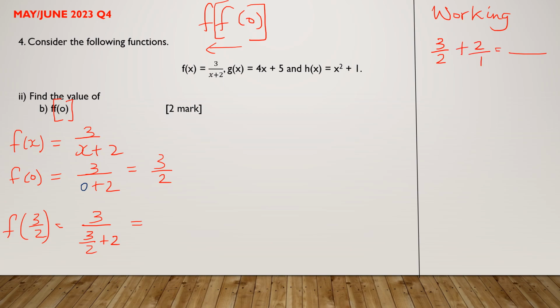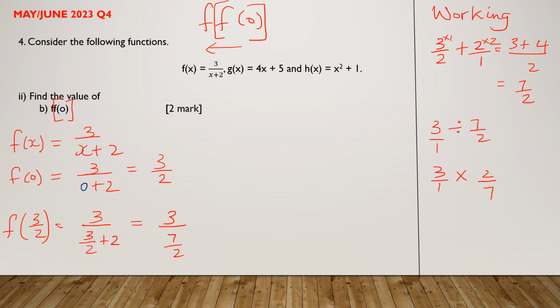You can find the LCM. 2 into 2 is 1, so that'll be times 1. So that's 3 plus 1 into 2 is 2, 4. So I'm going to get 7 over 2. So that's 3 over 7 over 2. So 3 divided by 7 over 2. I'm going to put 3 over 1. That is going to give us 3 over 1 times 2 over 7.